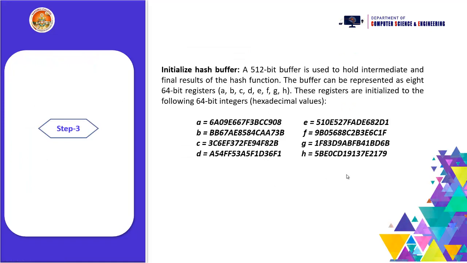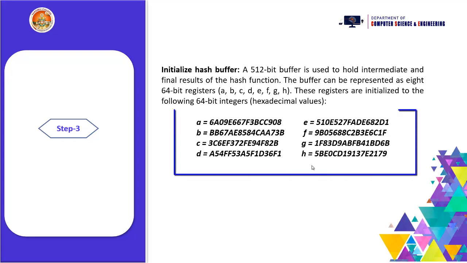Step 3. Initializing hash buffer. A 512-bit buffer is used to hold intermediate and final result of the hash function. The buffer can be represented as 8 64-bit registers. These registers are initialized to the following 64-bit integers with hexadecimal values. Here we are going to use 8 64-bit registers, and these registers are initialized with hexadecimal values. Combination of these 8 registers will produce a 512-bit buffer. This buffer will hold intermediate and final result of the hash function.